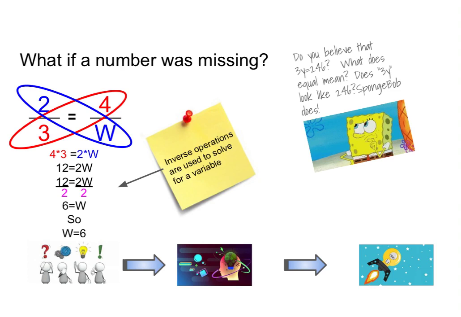Oh, hey, SpongeBob. SpongeBob seems to be having a hard time understanding that 3y is equal to 246 because they don't look the same. But he's slowly becoming a believer. Even though it doesn't look the same, there is a number that would be multiplied by 3 that would equal 246.